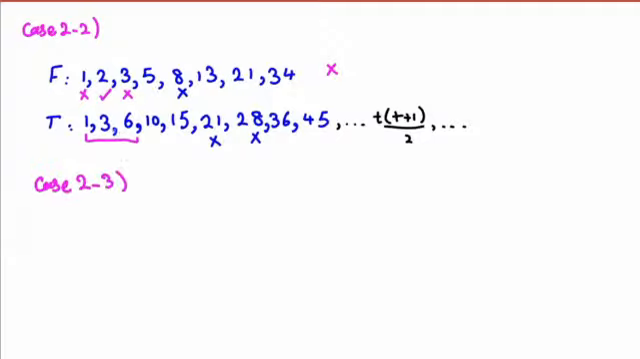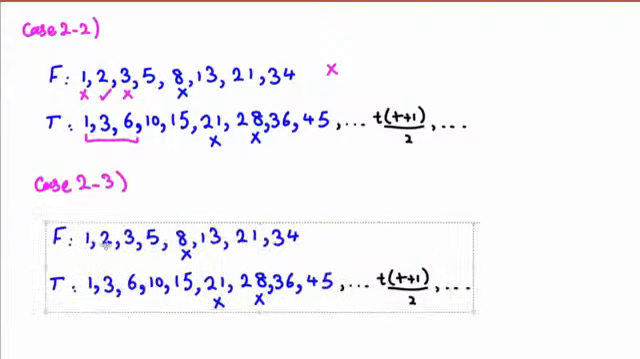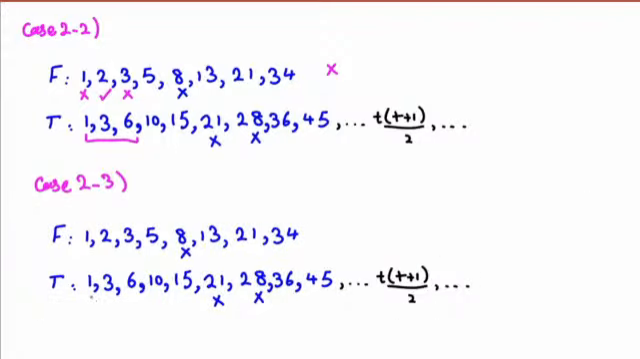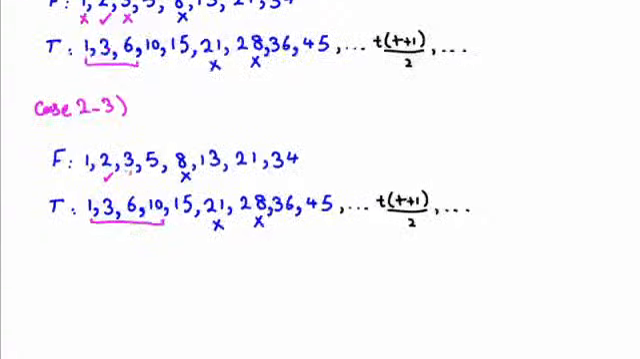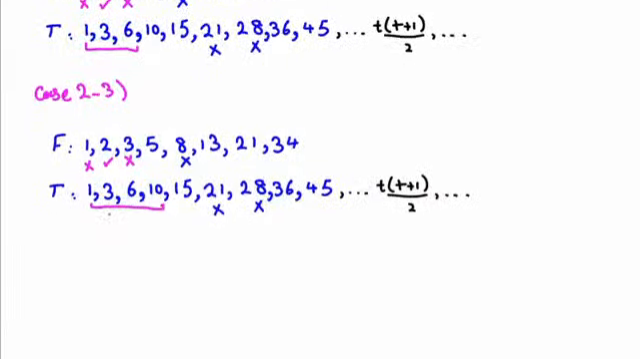Case 2, 3, we select 1, 3, 6, 10. So let's do this. If we select 1, 3, 6, 10, then what do we have? Again, we should select 2 because it's a multiple of 2. We shouldn't select 3, we shouldn't select 1. Again, we have this problem.